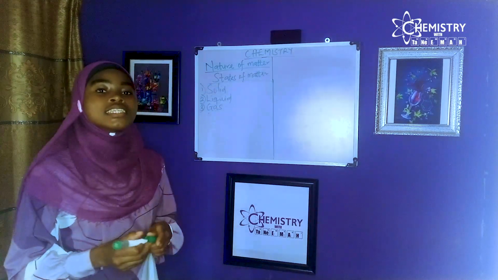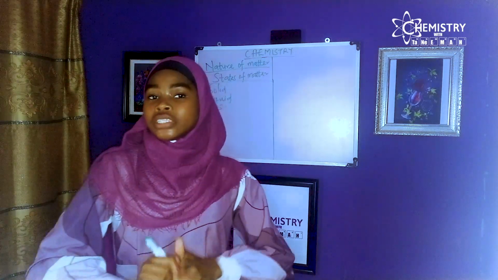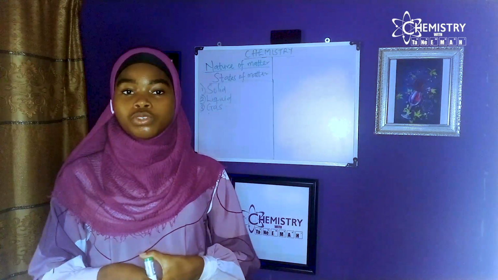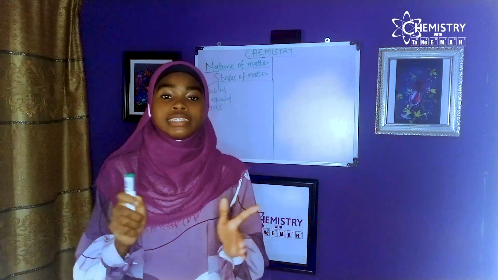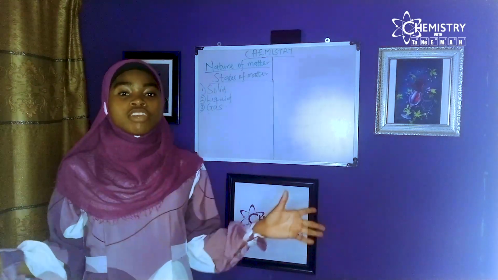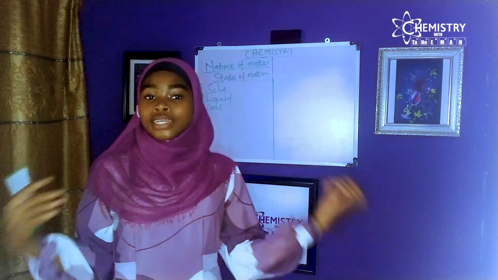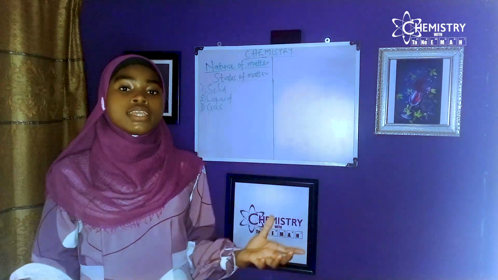Matter can exist in three different states based on the arrangement of their particles. It can exist as solid, it can exist as liquid, and it can exist as gas. Meaning that literally anything we can find around us is either solid, liquid, or in its gaseous form.